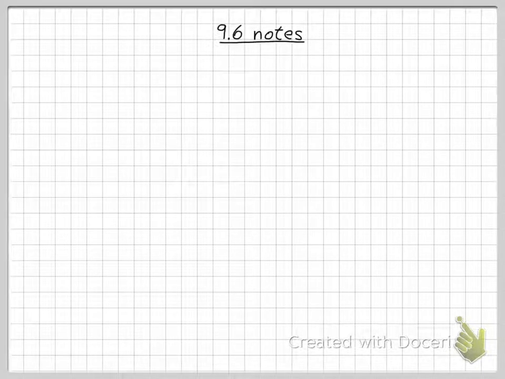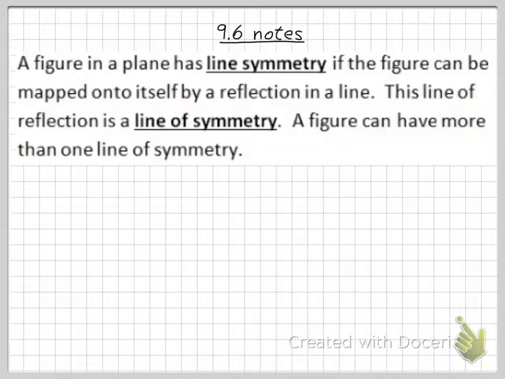Today's topic is on symmetry, and the goals for today are to identify line and rotational symmetry of a figure. So let's start off with line symmetry.